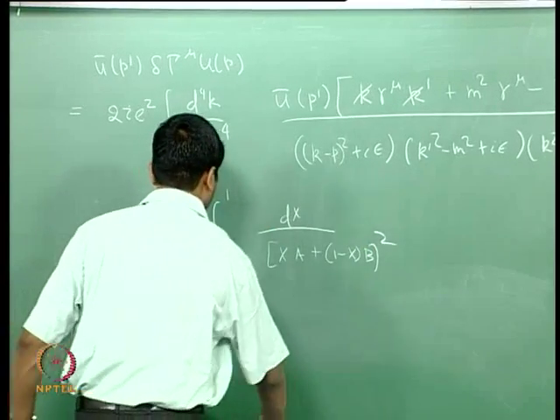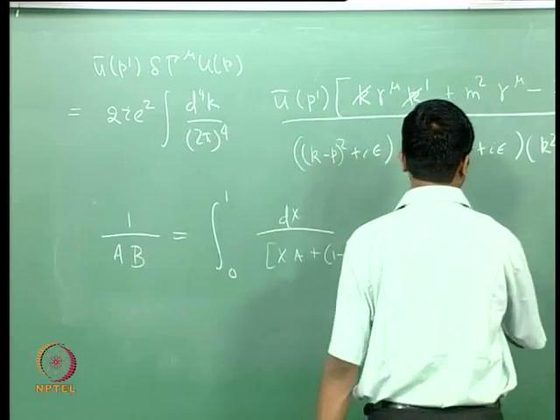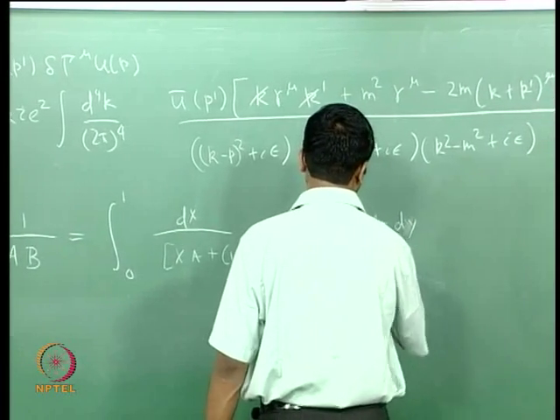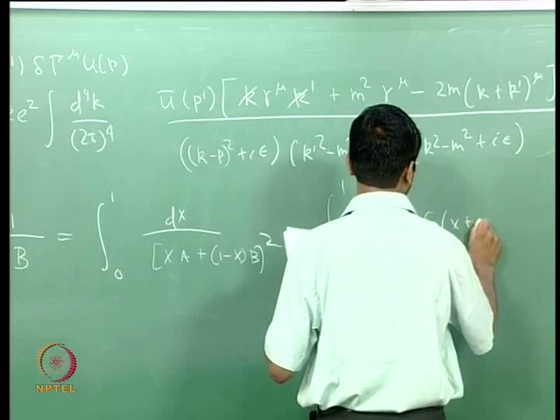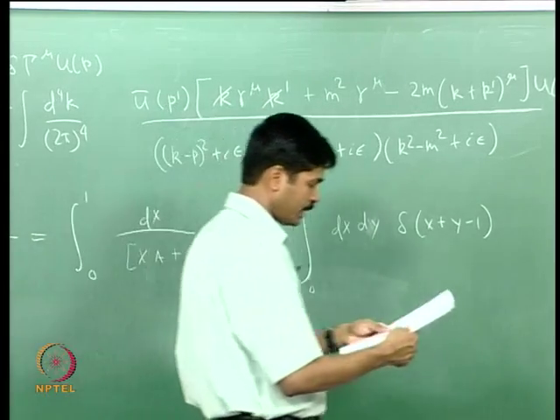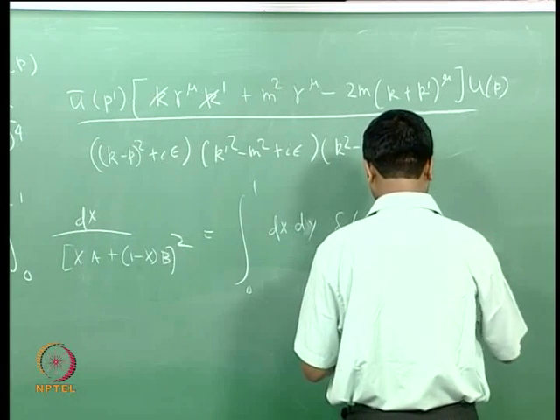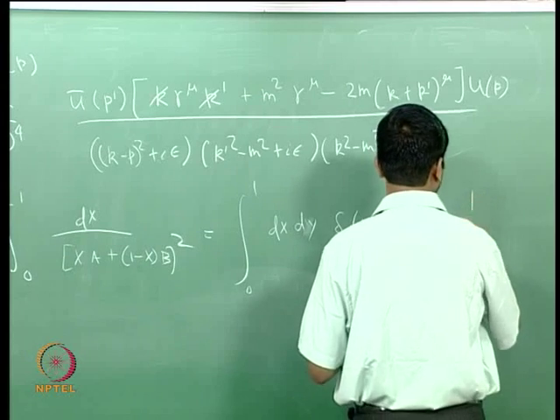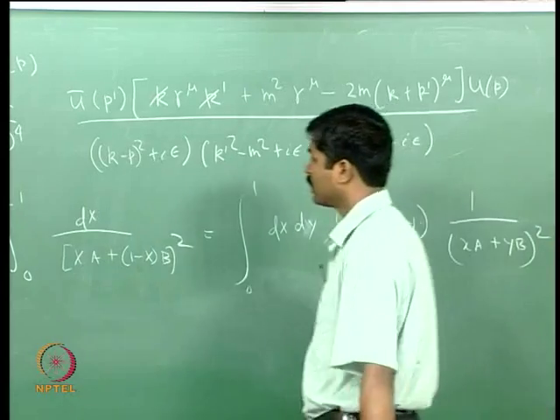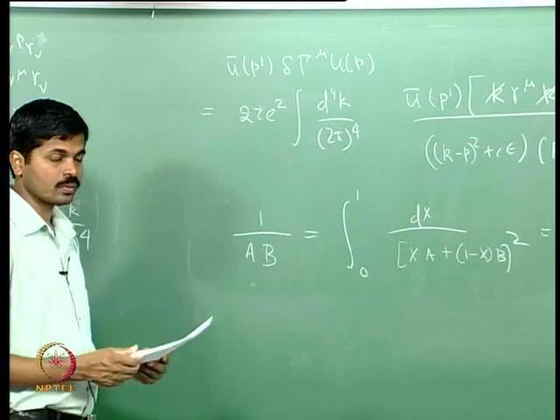So we will take that, and then I will introduce a variable y. This is integration over dx dy from 0 to 1 delta of x plus y minus 1. So instead of 1 minus x, I will just write it as y, and then I will introduce this delta function. So 1 over x a plus y b whole square. This is what you have when you consider the product of two terms.